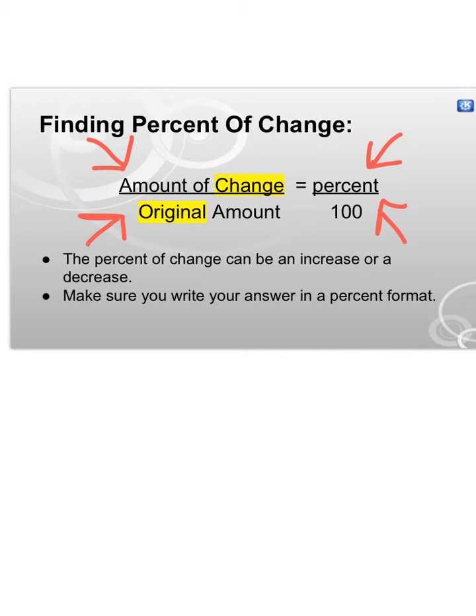If from the first to the second data point the number went up, well then that's a percent increase. If from the first data point to the second data point it went down, then we have a percent decrease. And you want to make sure that when you write your answer, if it's asking you for a percent, you've got that label.